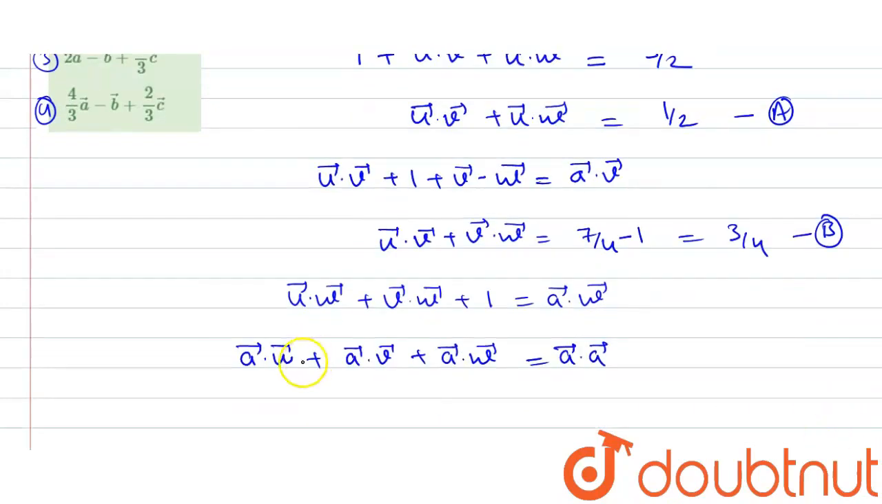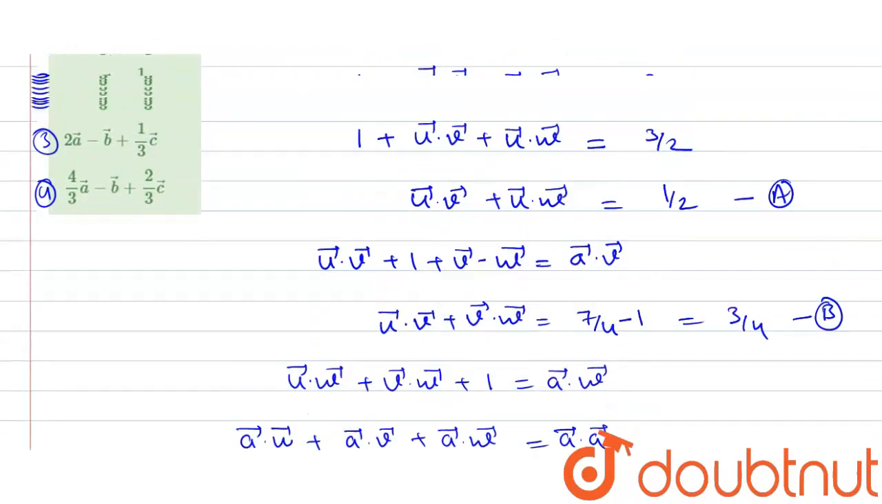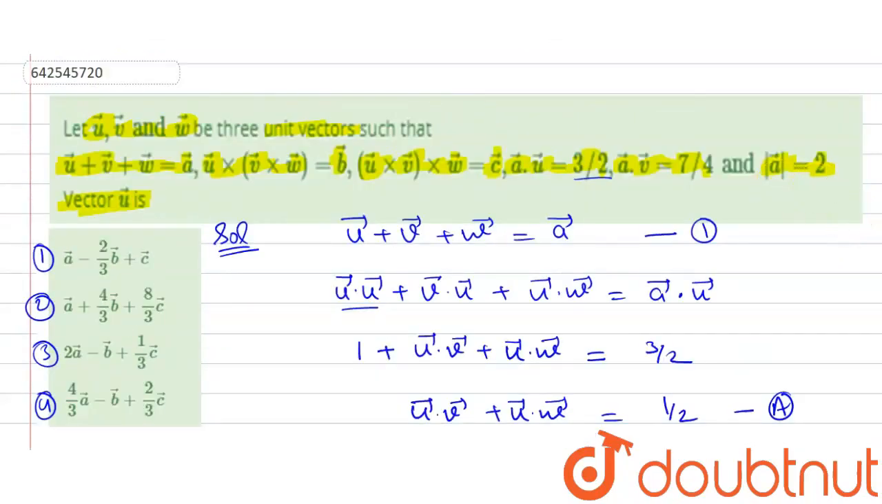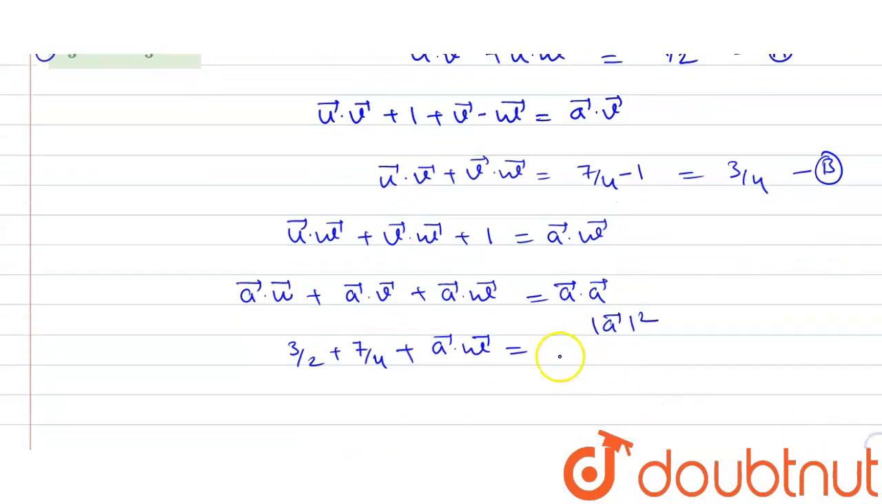Now see, a vector dot u vector is given in the question as 3 by 2, and a vector dot v vector is given as 7 by 4, plus a vector dot w vector as it is. A vector dot a vector will be equal to modulus value of a vector squared. Modulus value of a vector square is nothing but 2 square, okay? It will be equal to 2 square. So here 4 will come. So a vector dot w vector will come out to be 4 minus 3 by 2 minus 7 by 4, which is equal to 3 by 4. Say this is your equation C.